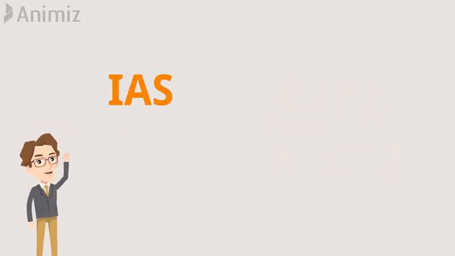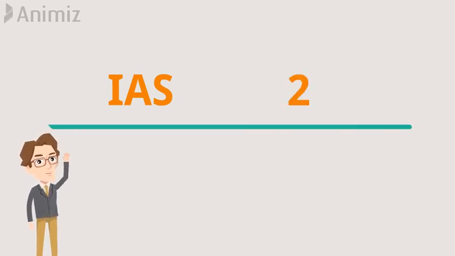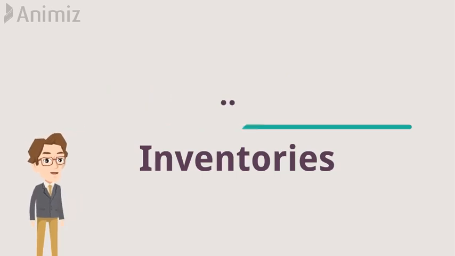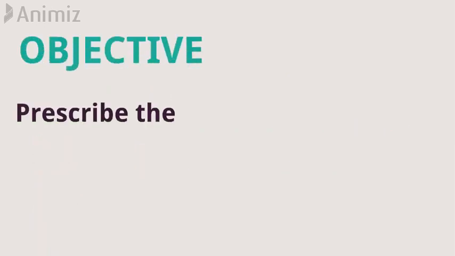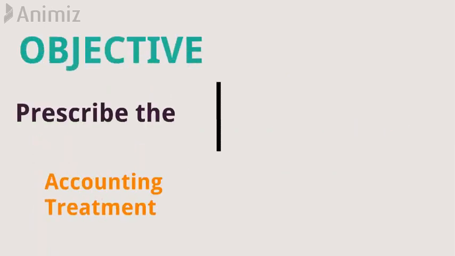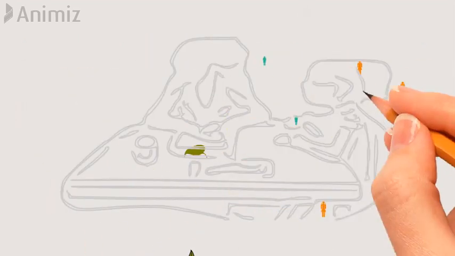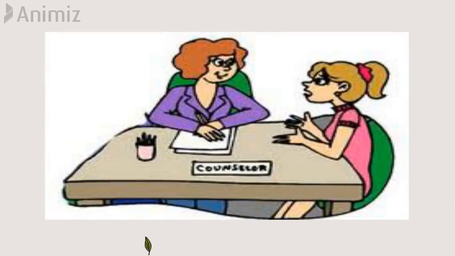Today our topic is IAS 2, Inventories. It is mainly about the accounting treatment for inventories. Its objective includes guidance for determining the cost of inventories, and for subsequently recognizing an expense. It also provides guidance on the cost formulas that are used to assign costs to inventories.